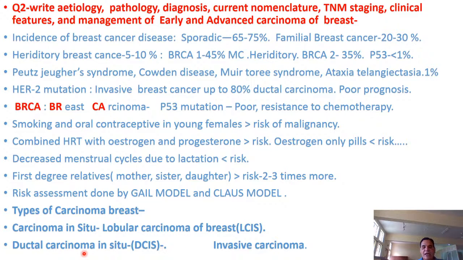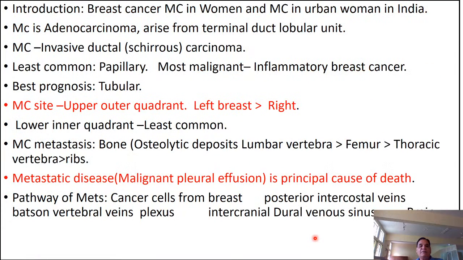DCIS is ductal carcinoma in situ. This is past. But now they are thinking LCIS is not a major malignancy. So for us, DCIS and invasive carcinoma are left. Types of carcinoma of breast: carcinoma in situ and invasive carcinoma. Okay, these two basic types.